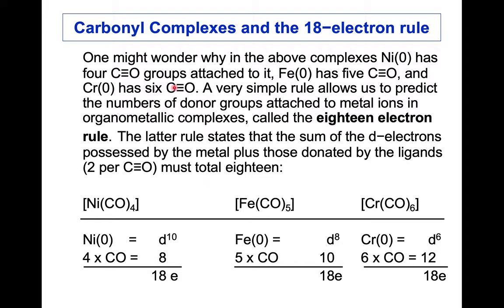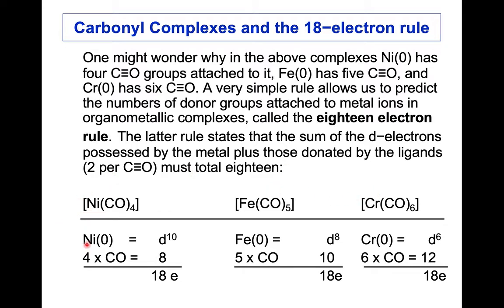And you might wonder naively why nickel has 4 COs, iron has 5 COs, and chromium has 6 COs. Well, it ends up that these obey something called the 18-electron rule. And that means if we sum up the d electrons on the metal center plus the electrons that come from the ligands, for organometallic complexes like these, we almost always get a total of exactly 18 electrons. And so here's how this works out.